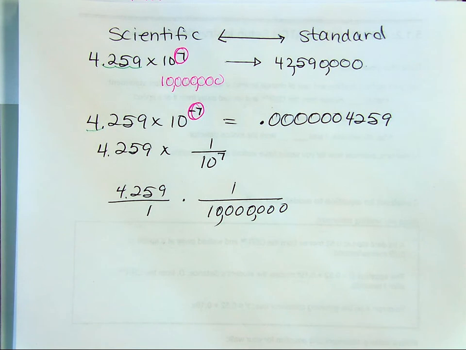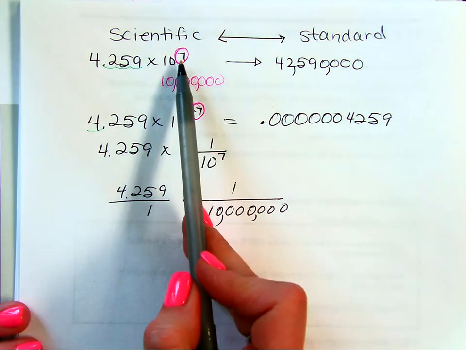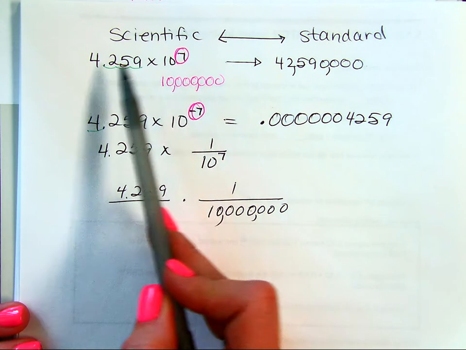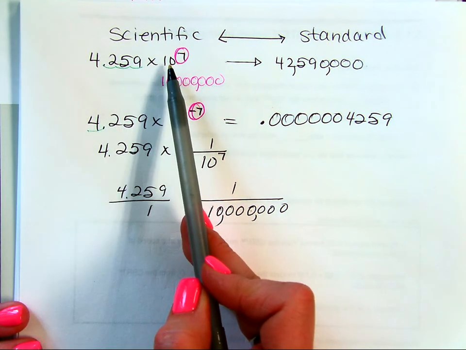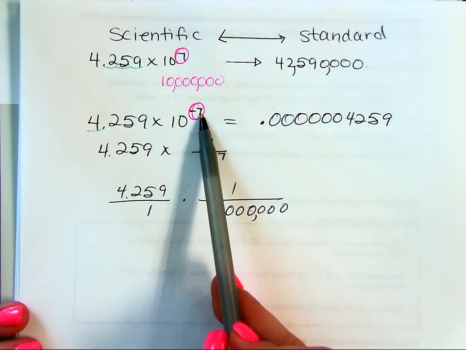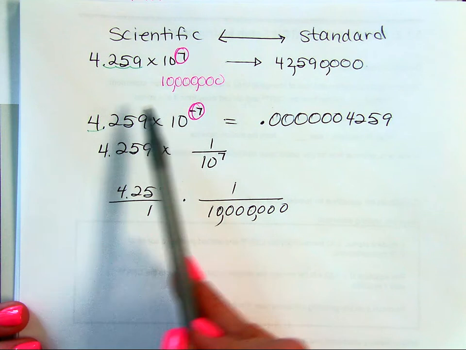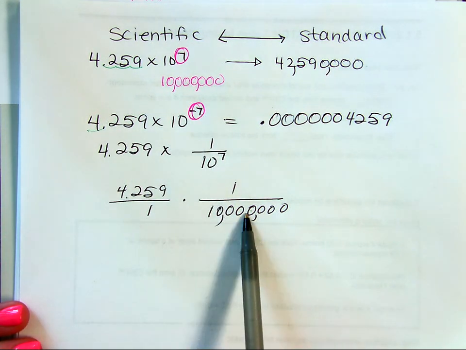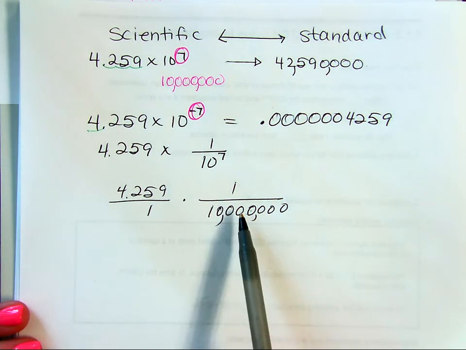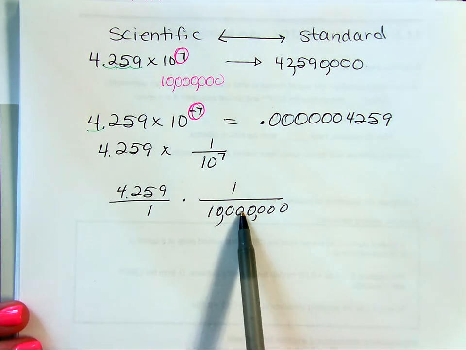So I'm going to give you a minute to have that settle in and see if that makes sense. When it was positive, I moved it to the right. And when it was negative, I moved it to the left, because this is really the same as that, and that's a small number just like that is a small number. Did you follow that? Okay.